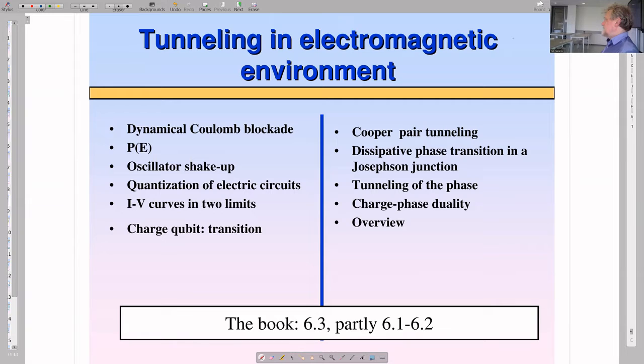And what we will look at today will be interaction, right? We've been working with interaction for a while. Yes, it works more or less. Fine. Then let me go with the lecture. Tunneling in electromagnetic environment.